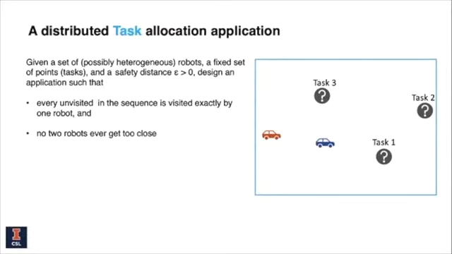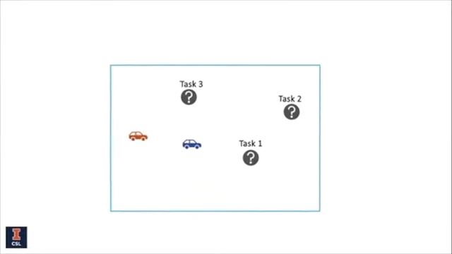Suppose we're given a set of tasks specified by their locations and a set of robots which may be heterogeneous, say a mix of ground vehicles and quadcopters. These robots are required to collaboratively visit each of the task locations exactly once while maintaining a safe distance from each other. So what would a natural approach to solving this problem look like?